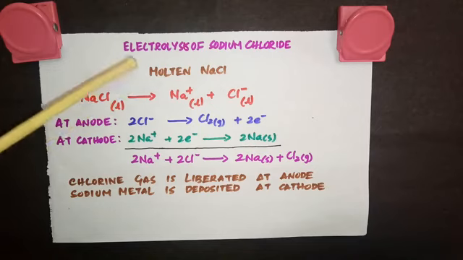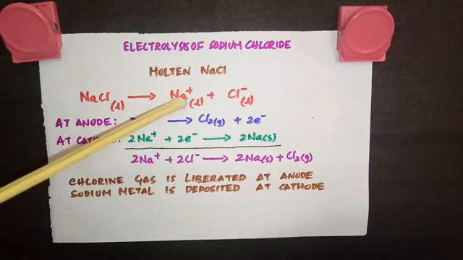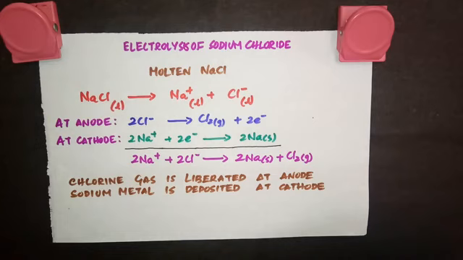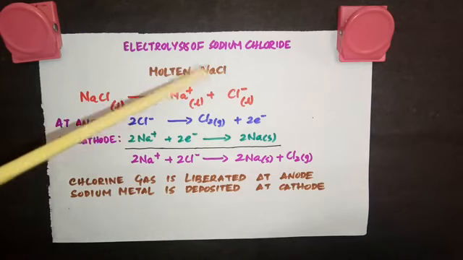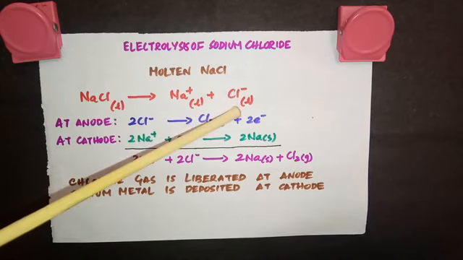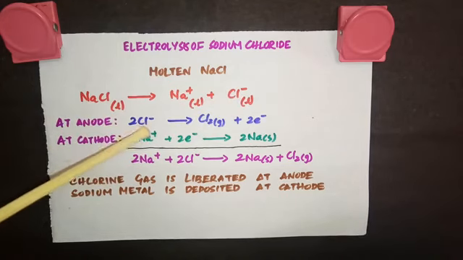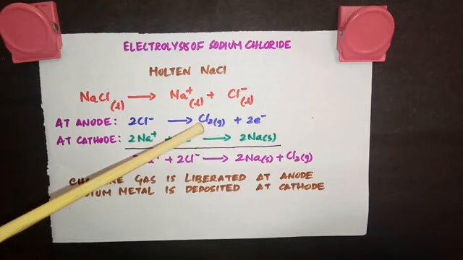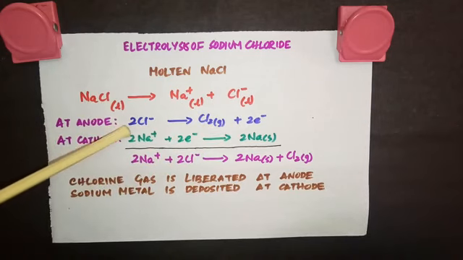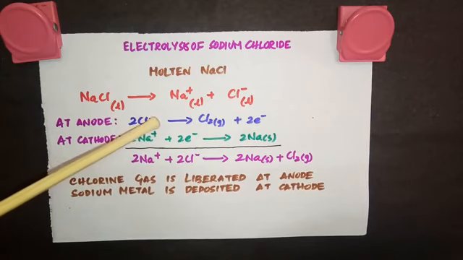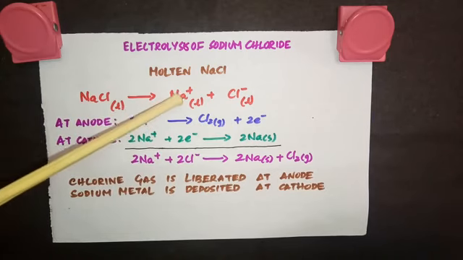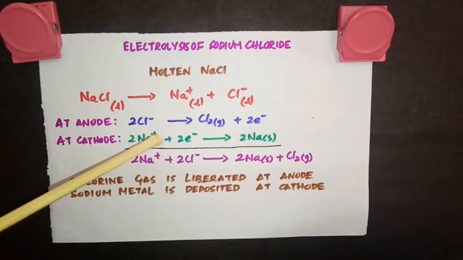So in the first case, you're taking molten NaCl. NaCl dissociates to give you Na+ and Cl- ions. Now when you pass current, what will happen? Na+ will go to the cathode and Cl- will go to the anode. At the anode, Cl- will lose 2 electrons and will form chlorine gas. Which means Cl- is undergoing oxidation at the anode, and in the same way the sodium ion will go to the cathode and it will take electrons to form sodium metal.